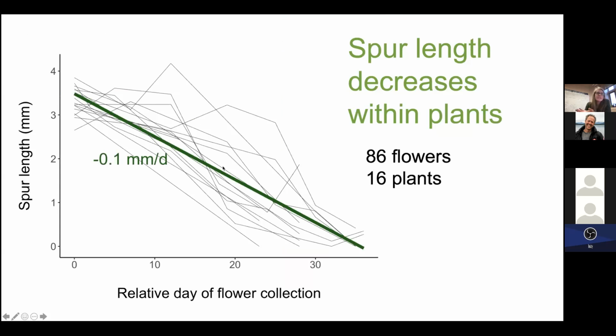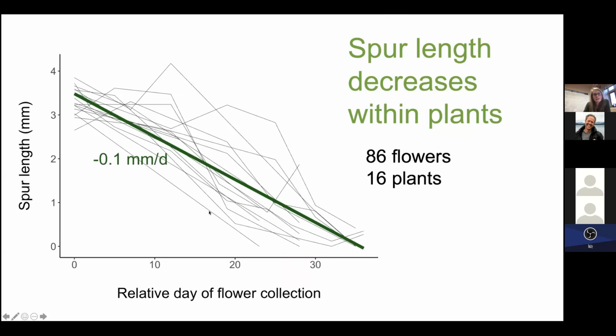So the first thing we wanted to do was ask, how much is spur size changing from flower to flower within the plant relative to the day of flower collection? So 0 is the first day that a flower was collected from that plant, up to X number of days later, so 30 days later. She performed this analysis using 86 flowers collected from 16 plants.